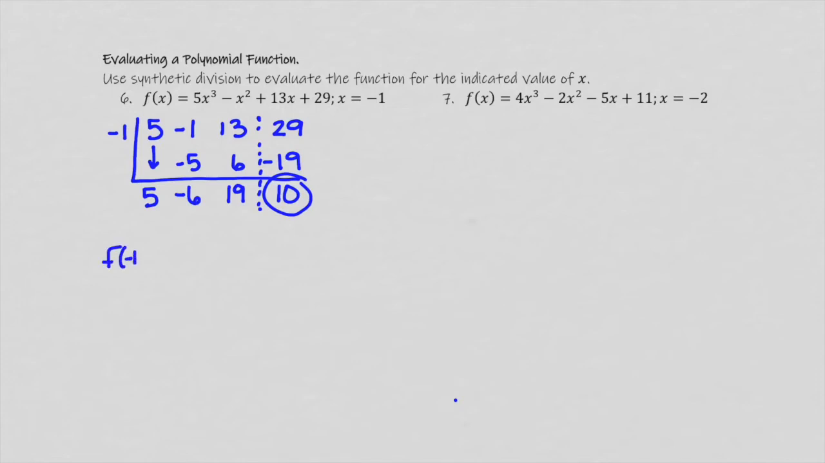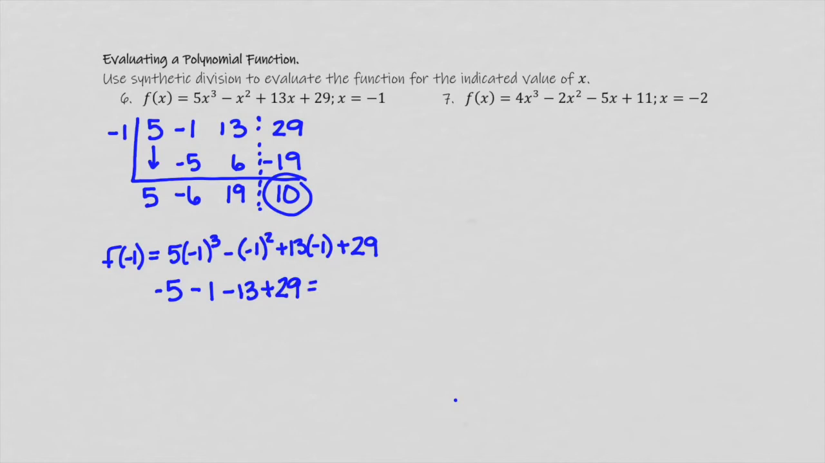Now the way we used to solve this, we'd say f of -1, and we would plug -1 in for x. So I'd have 5 times -1 cubed minus -1 squared plus 13 times -1 plus 29. And we'd plug all that in our calculator. Well, I'd end up with a 5 times a -1, so that'd be -5. And then -1 squared is positive, so -1 minus 13 plus 29. And I add those up, and I get 10. So we now have 2 methods for solving for f of -1.